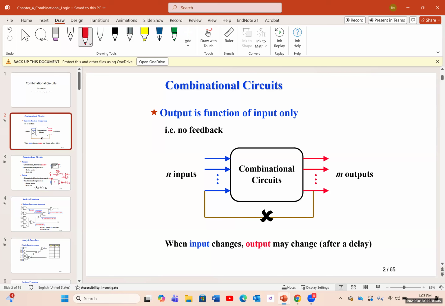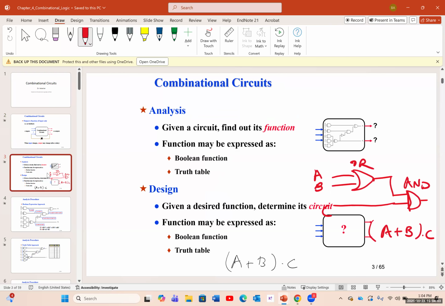Combinational circuits are the circuits that do not have any feedback, as you remember, therefore they don't have any memory, and the output is only dependent on the input at that time. The previous inputs and the previous outputs do not affect the output at each time. But the sequential logic circuit is going to be different, because it has a feedback and it has a memory.